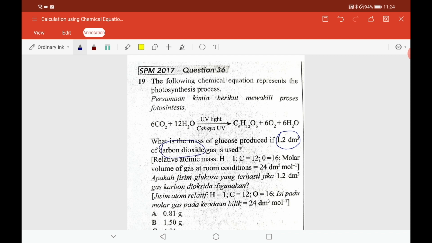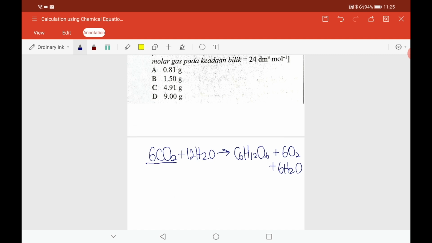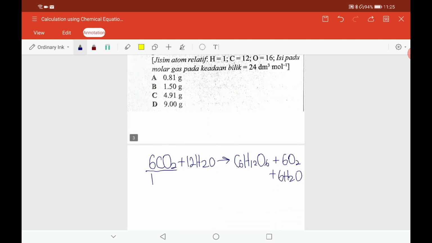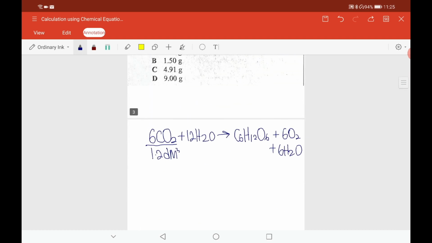So underline the carbon dioxide and put the information here: you are given 1.2 dm³. This is the information you have. Now what we want: we are looking for the mass of the glucose. From the equation, which one is the glucose? This one, C6H12O6, is the glucose here.